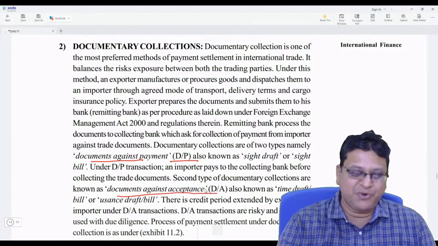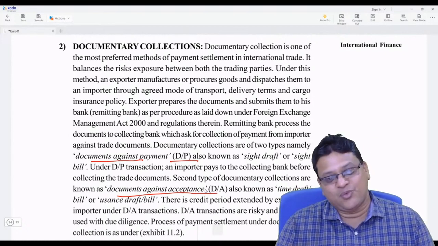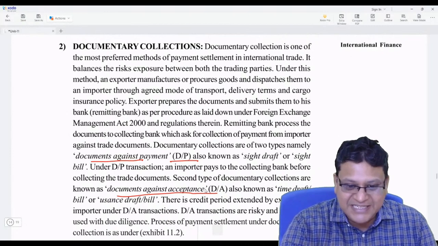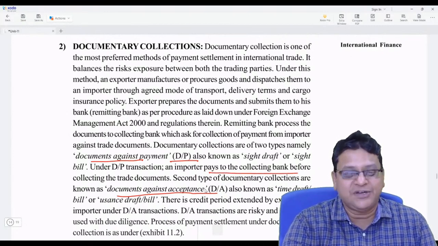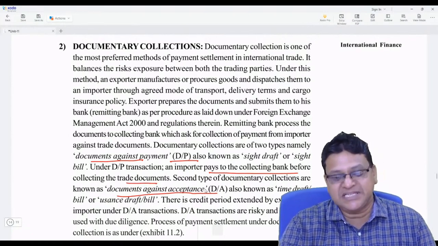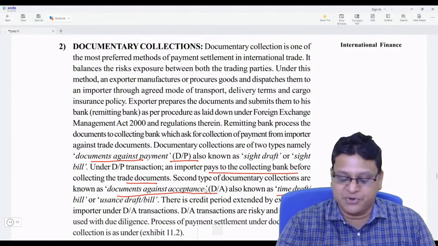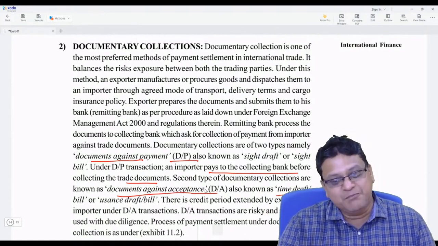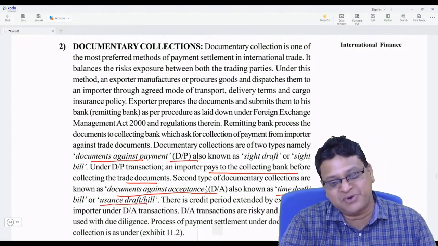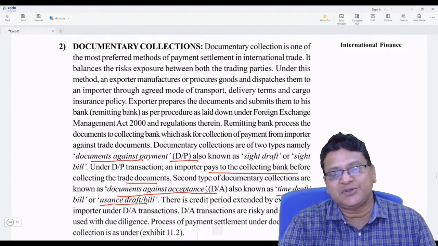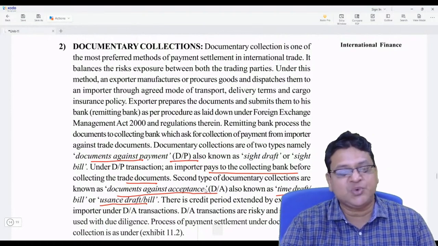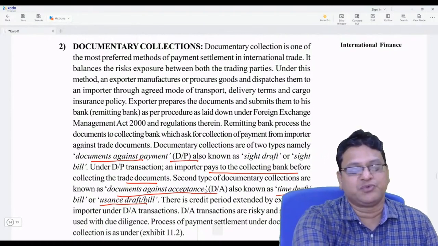In the DP case, the exporter sends the goods, and once it receives the payment, it releases the document of title to the goods to the importer. Document against acceptance means that once the exporter sends the goods and the importer accepts the bill of exchange or draft of the exporter, the document of title to the goods is sent to the importer. This is known as documentary collection.